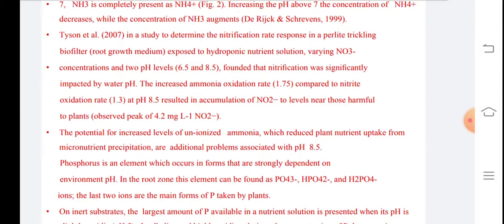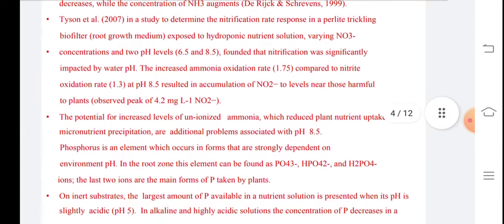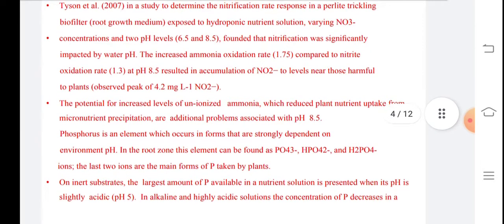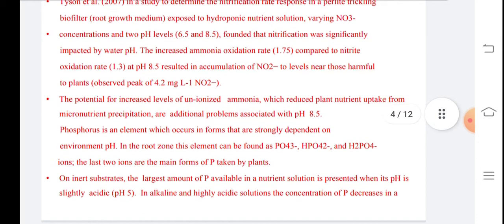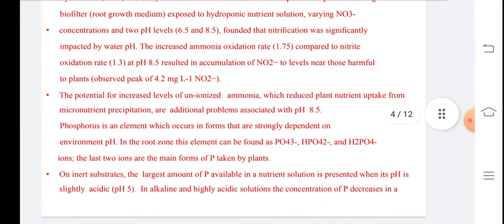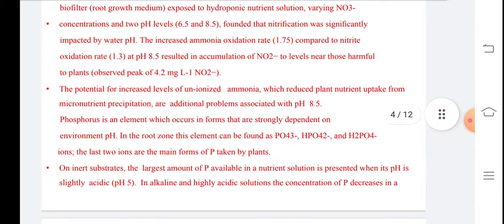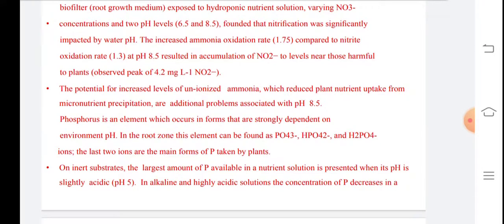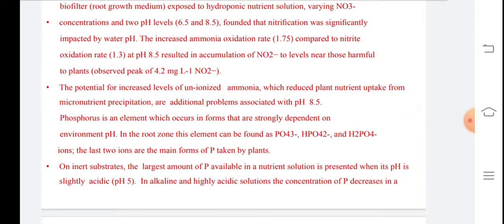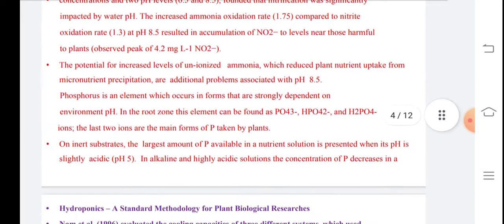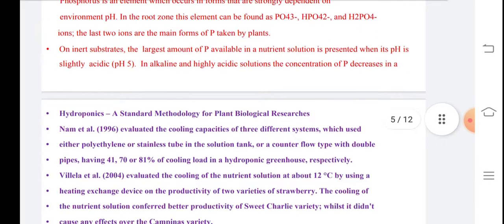Phosphorus is an element which occurs in forms that strongly depend on the environmental pH. The other chemical forms in the nutrient or water are also responsible. Here the pH is slightly acidic, that is 5. In alkaline and highly acidic solution, the concentration of phosphorus decreases. So you remember all these nutrient conditions.